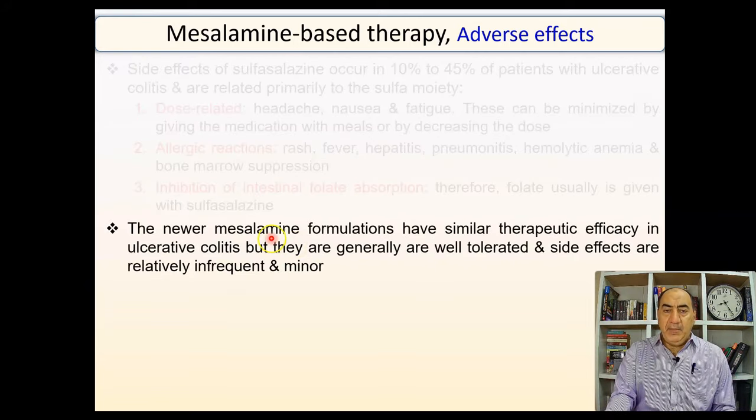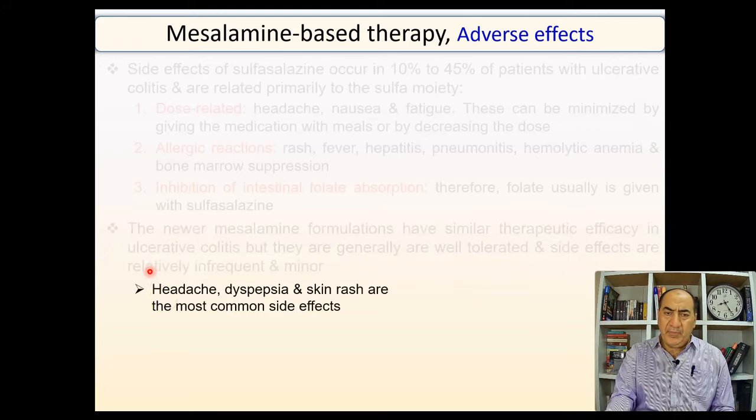The newer mesalamine formulations, such as Pentasa, Asacol, Lialda, all have similar therapeutic efficacy in ulcerative colitis, but they are generally well tolerated, and side effects are relatively infrequent and minor. Maybe some headache, dyspepsia, or skin rash may occur.